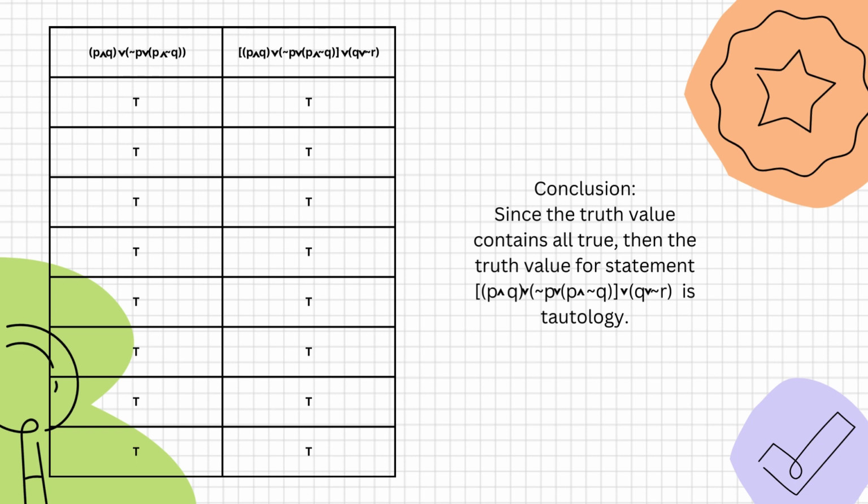The conclusion that we get for this truth table is, since the truth values contain all true, then this statement is a tautology.